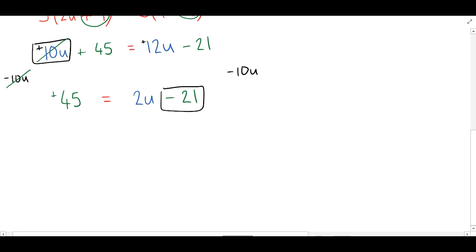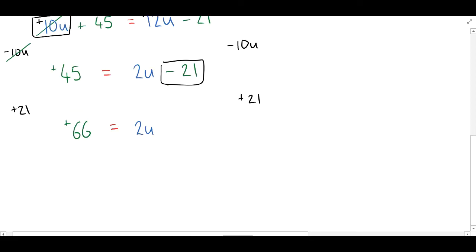It's this bit that's causing me a problem now, so I want to do the inverse of take away 21, and therefore I'm going to add 21 to both sides. If I do that, on the left hand side of the equation, 45 plus 21 gives me 66. And on the right hand side of the equation I'm going to be left with 2u, and then that negative 21 plus 21 would cancel out, so that's it.